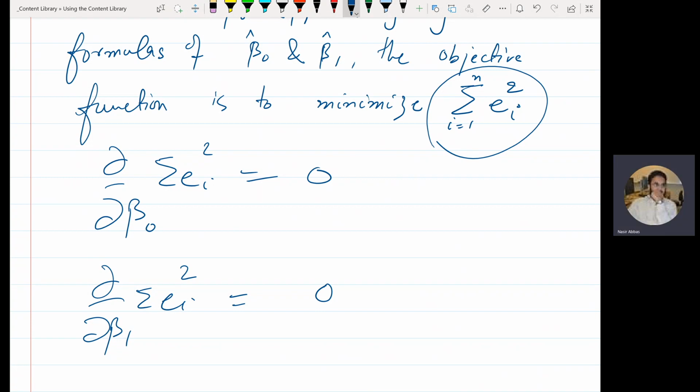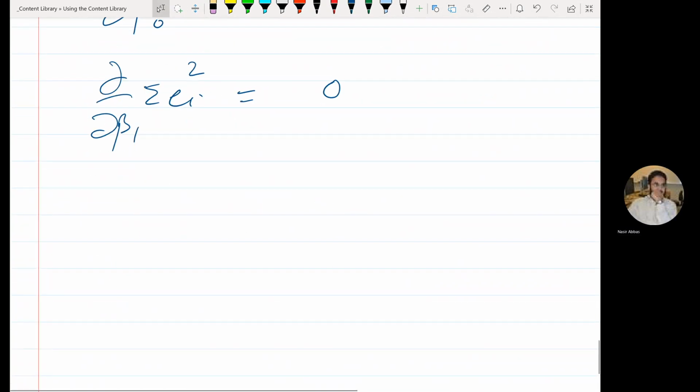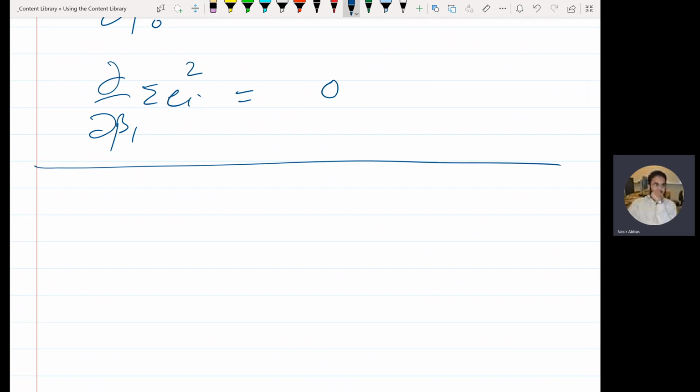Okay, any questions at this point? Again, let us repeat the story. In statistical terms, we have an unknown regression line.